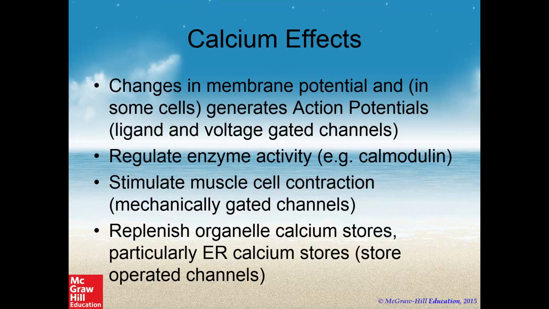Calcium does a number of things, as we already know from previous. It creates depolarization. When calcium channels are open, calcium comes into the cell, the cell becomes less negative, creating a depolarizing event. It generates action potentials in some types of cells, like cardiac muscle cells. It regulates enzyme activities, turns on, turns off different enzymes. We're going to talk primarily about calmodulin in smooth muscle cells.